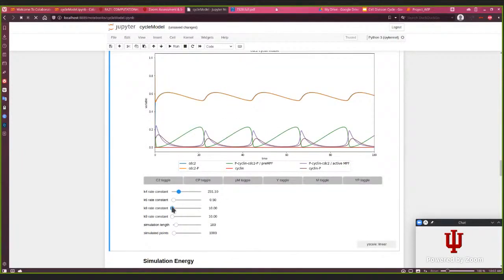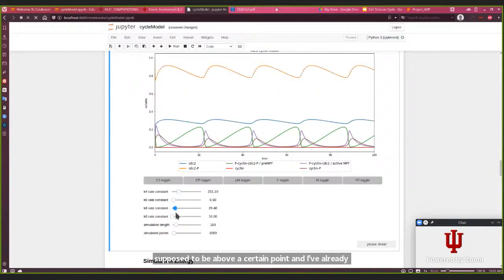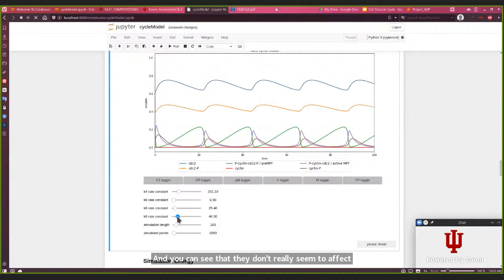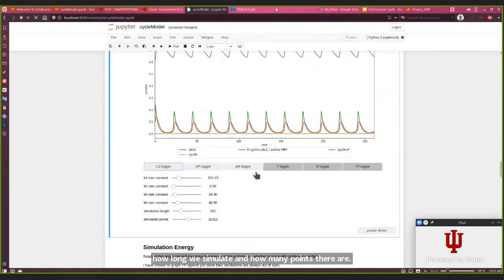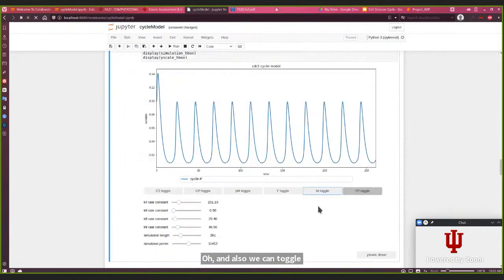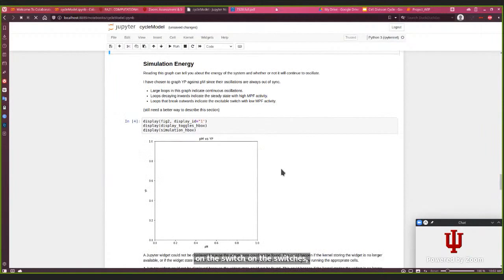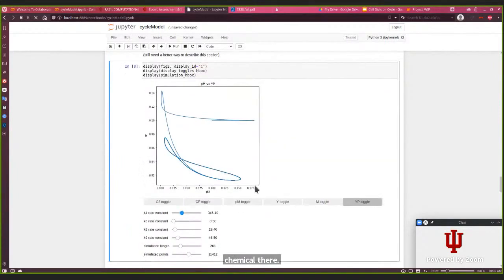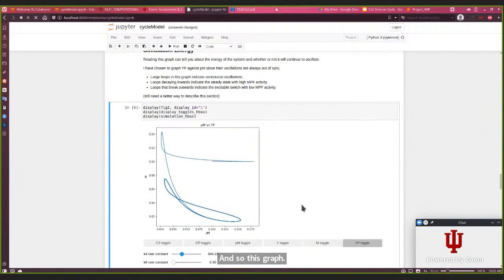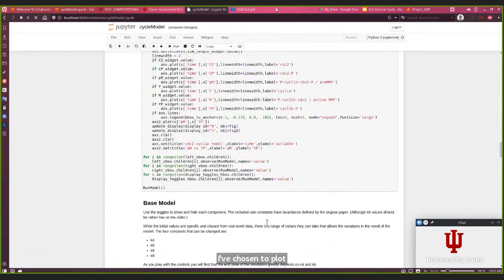K8 and K9 are also adjustable. They're just supposed to be above a certain point, and I've already put them there on this range. And you can see that they don't really seem to affect the state that it's in, but it does change just the values on the y-axis of CDC2. There's also controls for how long we simulate and how many points there are. Oh, and also we can toggle all these switches to view a specific chemical there. And so this graph, I've chosen to plot the pre-MPF versus YP, which I'm pretty sure is cyclin P, yeah.